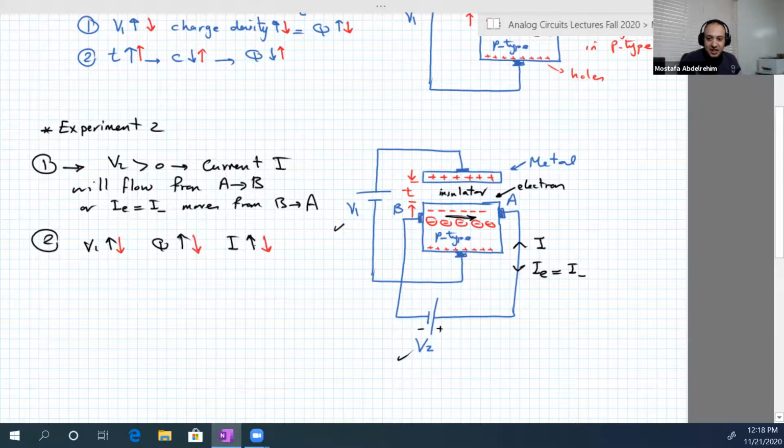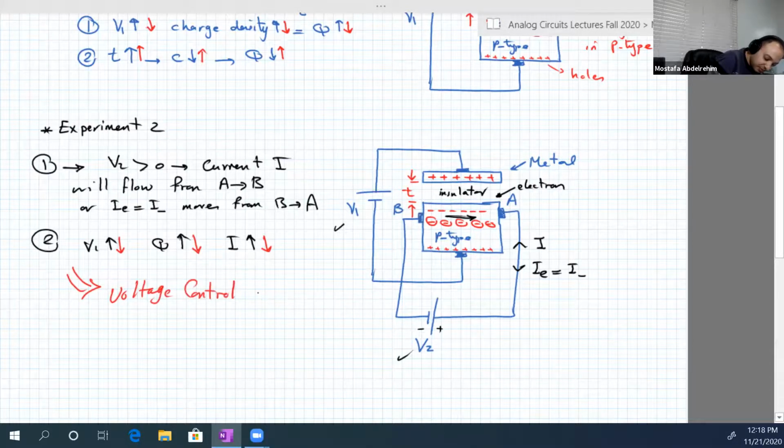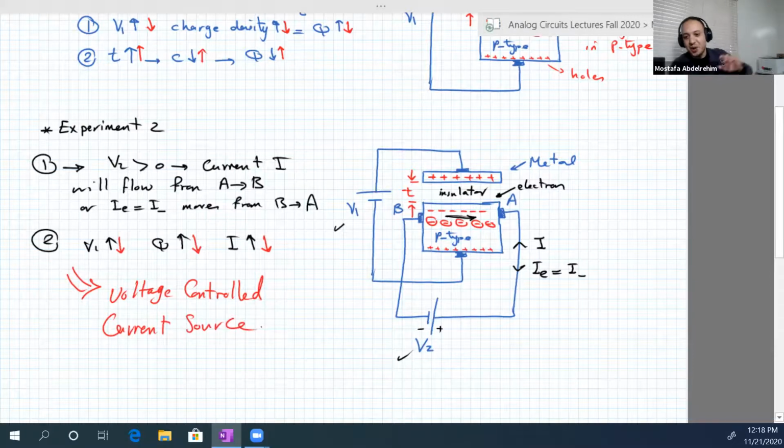So what we have done here is that we generate a voltage-controlled current, or we can say this is a voltage-controlled current source, just like the bipolar junction transistor.